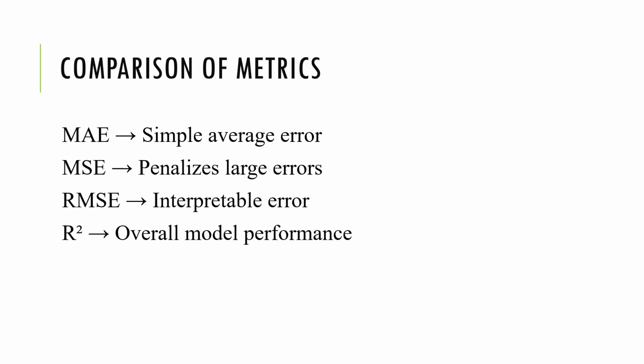Okay, next we'll do the comparison. MAE gives us the average error in a simple and easy to understand way. MSE squares the error, so it penalizes larger mistakes more. RMSE is similar to MSE but easier to interpret because it is in the same unit as the data. And R squared tells us how well our model explains the data overall. So depending on the problem, we choose the appropriate metrics to evaluate our model.